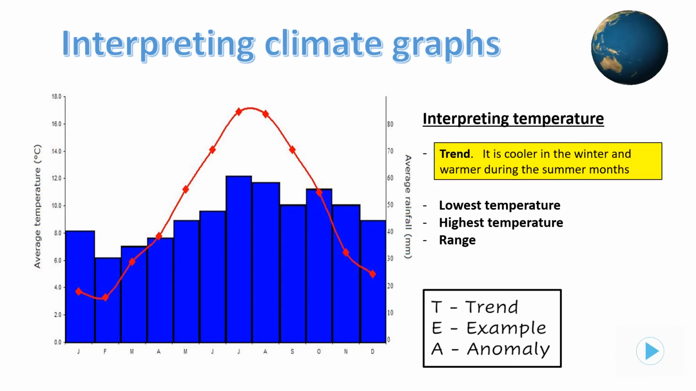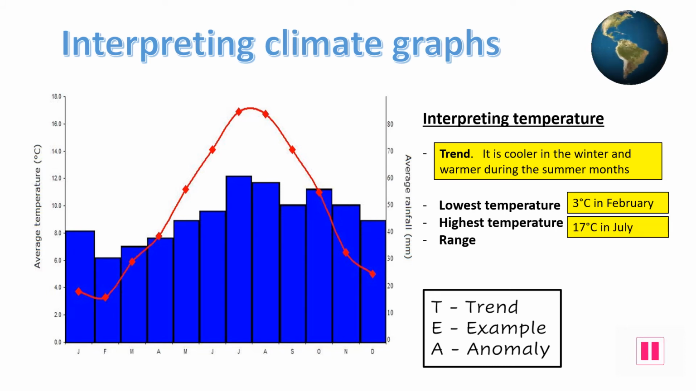The overall pattern or trend shows that the temperature, shown as the red line, is the coolest in the winter around February and at its warmest during the summer months. We can see that the lowest temperature is 3 degrees in February and the hottest average temperature is 17 degrees in July. Another important skill is to work out the temperature range. This is the difference between the coldest and hottest temperatures. Here, the range is 14 degrees.